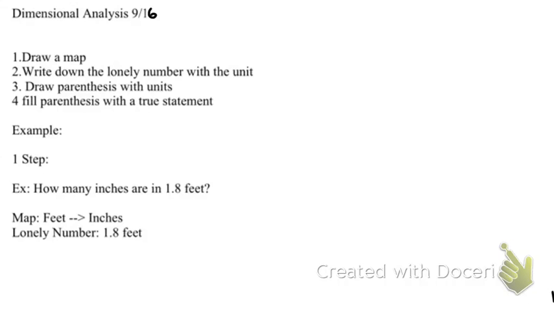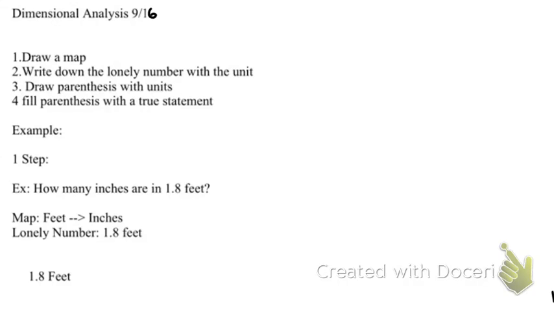Our lonely number is the only number we're given. In these problems, you will always be given just a single number. So 1.8 feet. To start off the math portion, you use your lonely number, 1.8 feet. Now here come the conversions. So we write down the lonely number with unit.